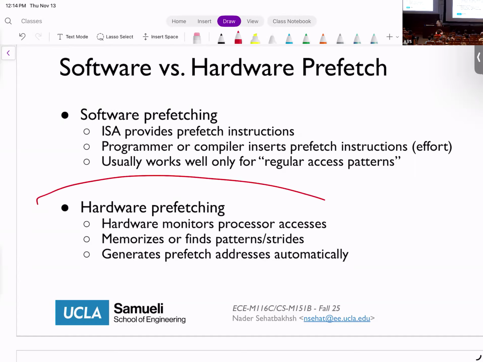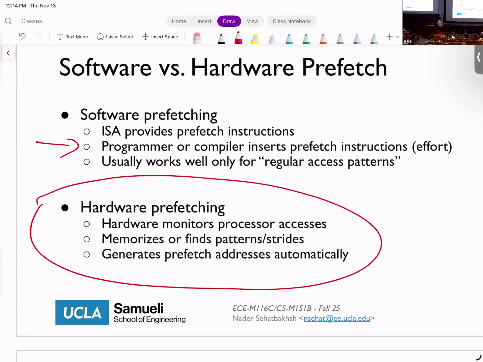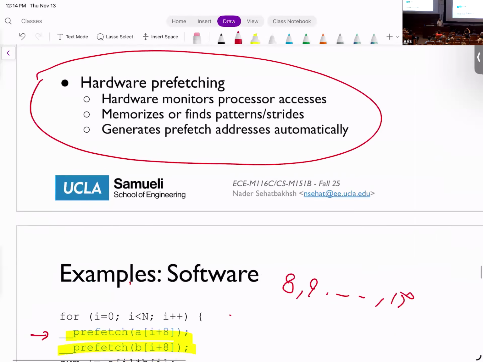Things can also be implemented in hardware, because in software you're shifting the burden of prediction to the programmer, and the programmer may or may not be familiar with this sequence. So hardware can also predict this.